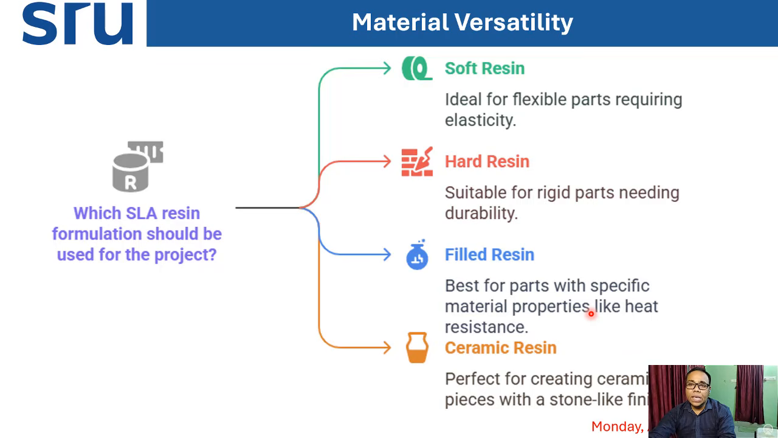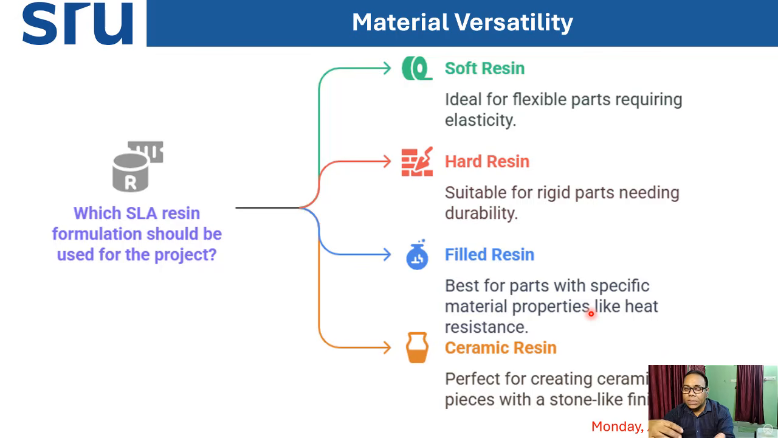Similarly, coming to material versatility, this is one of the biggest issues in the SLA 3D printing process. Till now, there is only a certain set of photo curable materials available in the market that can be printed. So that is one of the limitations of this 3D printing process. All liquid materials can't be printed, as not all liquid materials are photo curable.